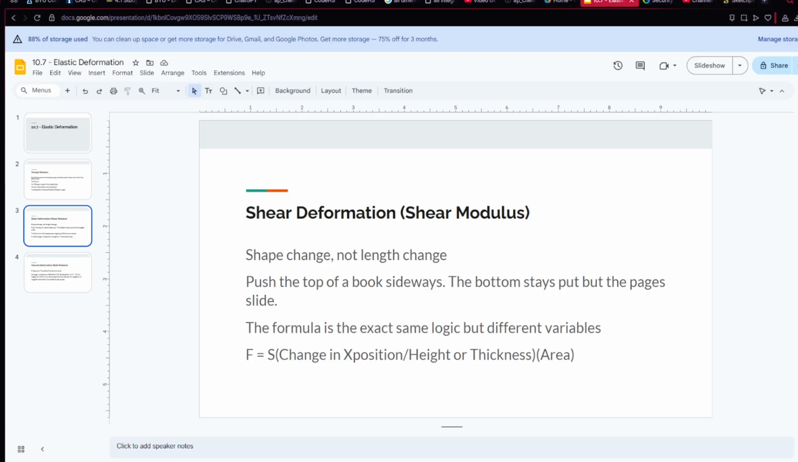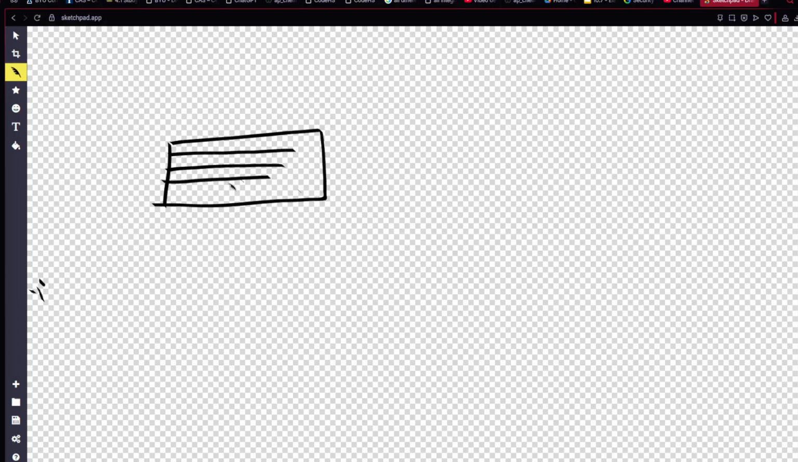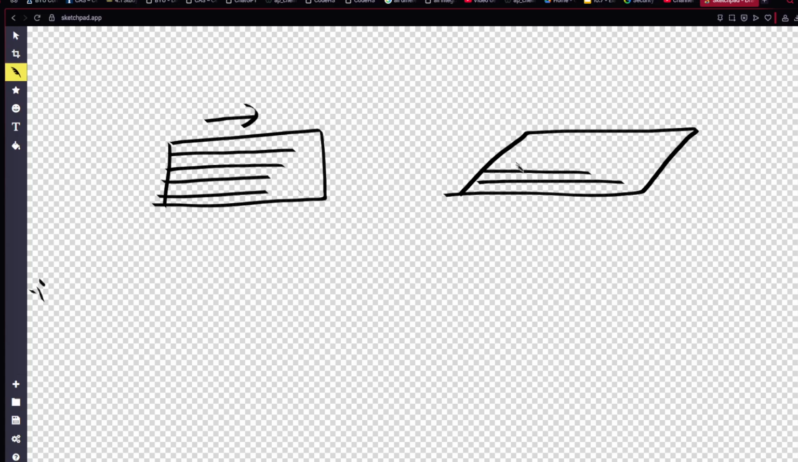So shear deformation is a little bit different, and what happens, I'll just read it for you. It's a shape change, not a length change. So the formula is the exact same logic with different variables, because there's the proportionality constant. So let's take a book like this. I'm not the best drawer, so I'm just going to draw that. And let's say that we apply a force simply to the top of the book, a frictional force. That would mean like me putting my hand on top of the book and sliding it somewhere. The book will look something like this because only some of the book is getting changed.